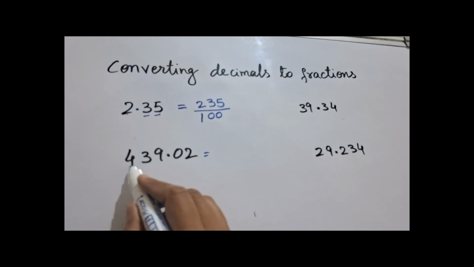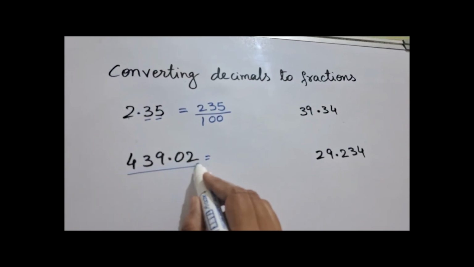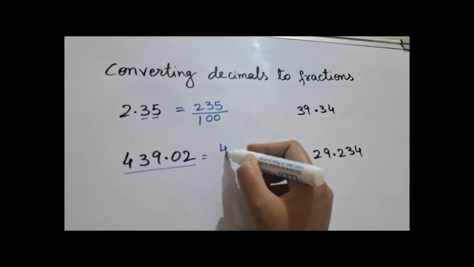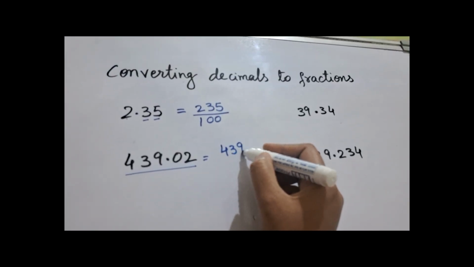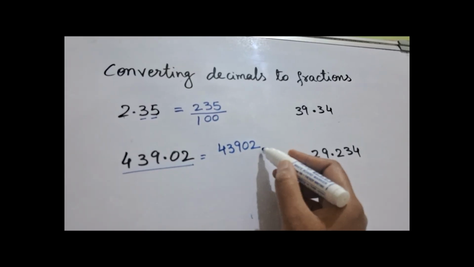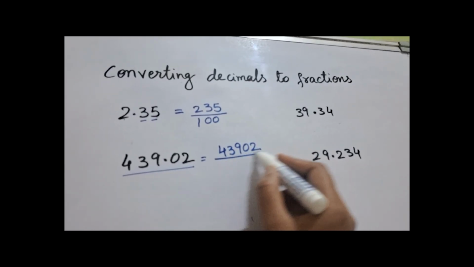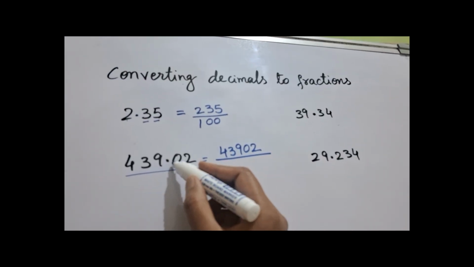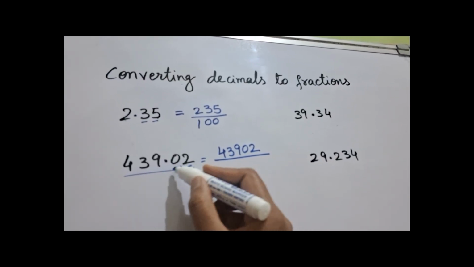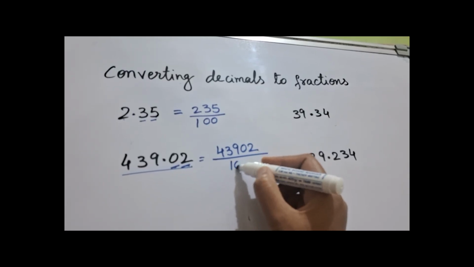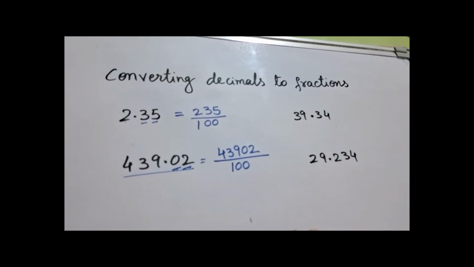Here, whatever digits are there in the decimal number, write as it is. 4, 3, 9, 0, 2. Without putting the decimal point, you write as it is. That will be your numerator, and the denominator will be what? Here, how many decimal places? 2 decimal places. So the denominator will be 100. Okay, children. Next.